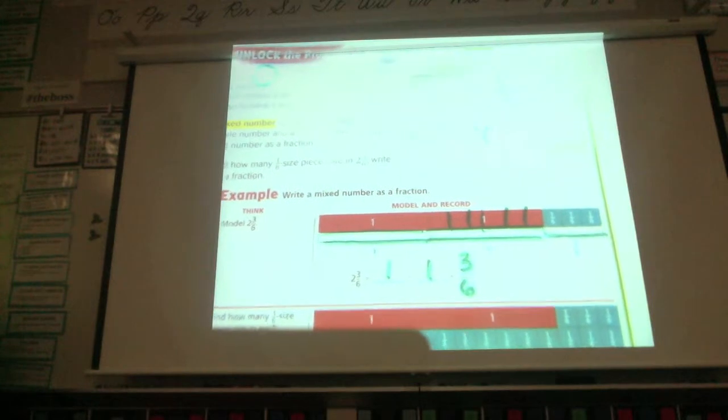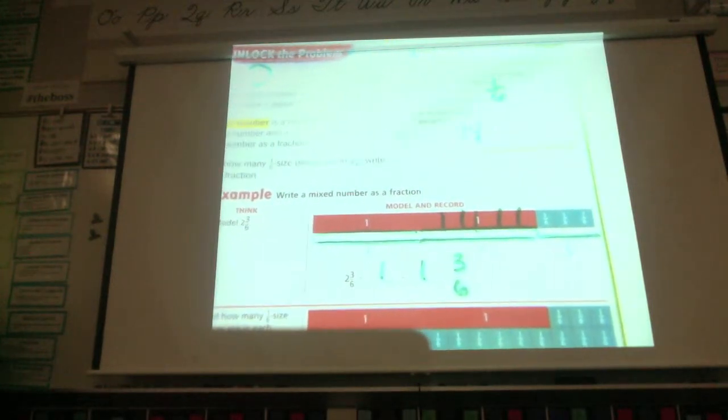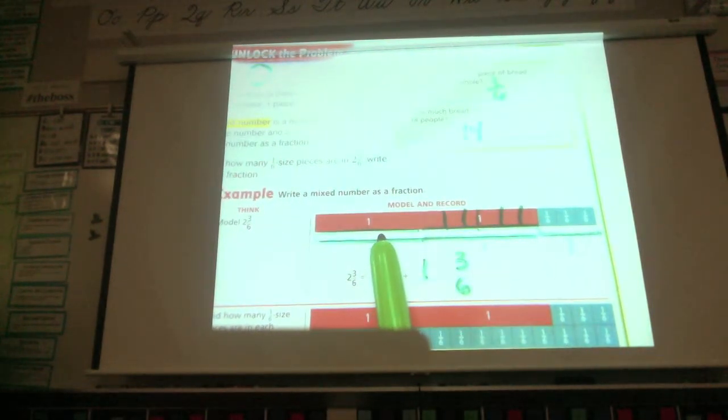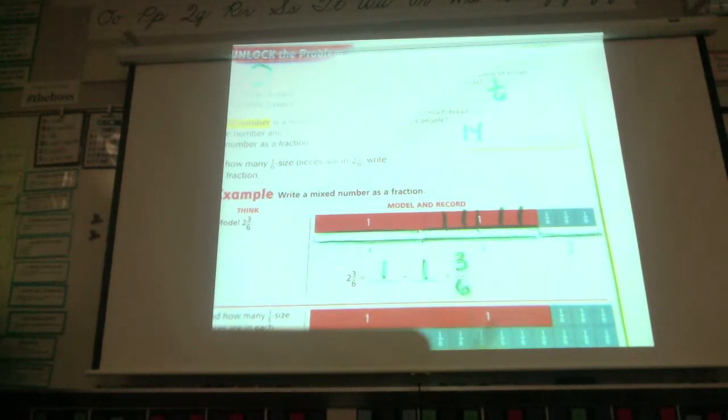Okay? So 2 3/6 is really just 1 whole plus 1 whole plus 3/6. So we have a whole, we have another whole, and we have 3/6, which looks like this. 1 whole plus 1 whole plus 3/6. Okay?